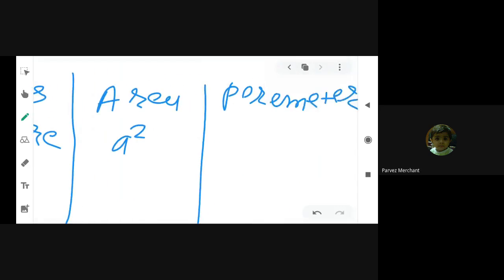And what is the perimeter? Perimeter means border. 4A. Any square having side A, so the area of this square is A into A, A square, and perimeter means we have to add these four sides. So A plus A plus A plus A means 4A. Okay. Yes, sir.